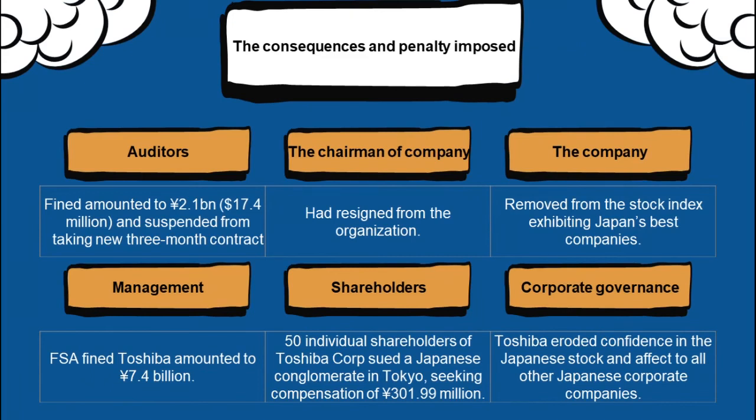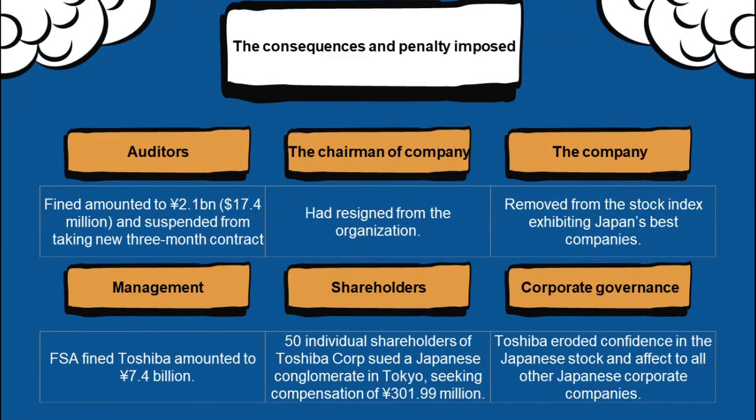Next, consequences for shareholders. Following the scandal, 50 individual shareholders of Toshiba Corporation sued the Japanese conglomerate in Tokyo, seeking compensation of 301.99 million after the company's shares fell over a multi-billion dollar amount. At a press conference, President Tanaka apologized for the scandal and offered his apology to all Toshiba's shareholders and stakeholders. The scandal in Toshiba has clearly dropped the shareholders' confidence to make an investment. They will have a hard time finding new shareholders as the company has been involved in such a scandal that could affect their return in the future.